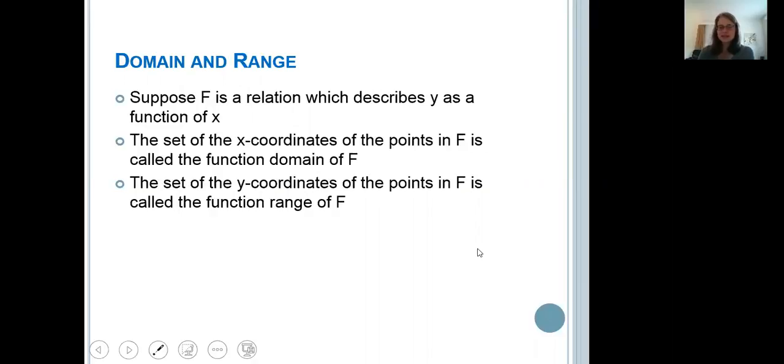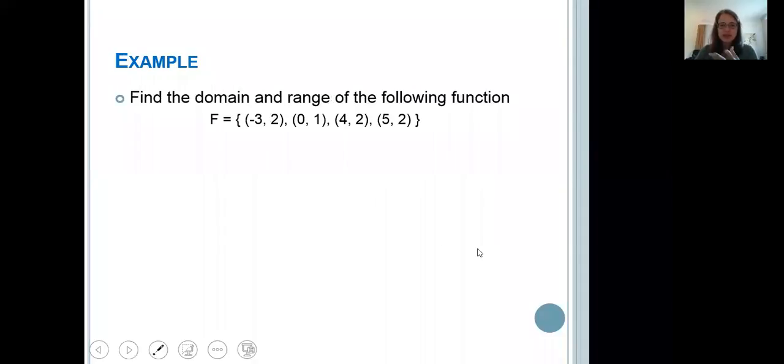Mathematically, for mathematical functions, the range is the set of all Y's that we get out after we do whatever we're going to do to our X's. So X's are the domain, Y's are the range. Let's look at an example here. This is a relation given to us in roster notation.